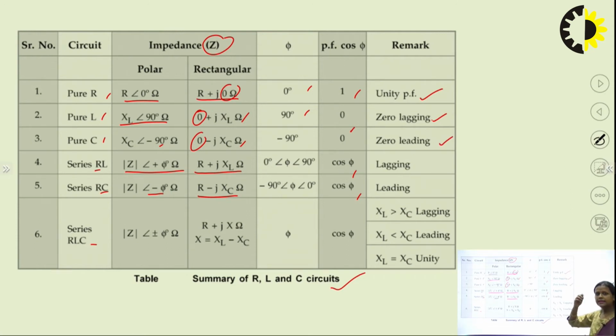Leading and lagging depend upon the current. If the current is lagging, you say the power factor is lagging. If the current is leading, you say the power factor is leading. In an inductive circuit the current is lagging, so the power factor will be lagging. In a capacitive circuit the current is leading, so the power factor is leading. If they are equal, the circuit is purely resistive and the power factor is unity.